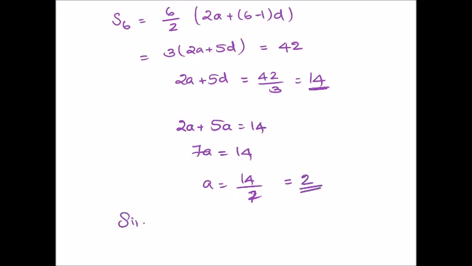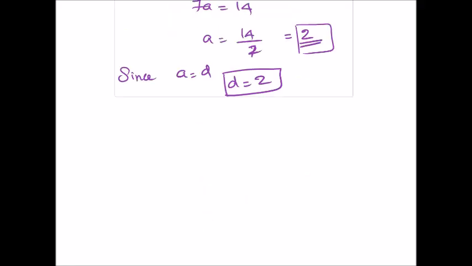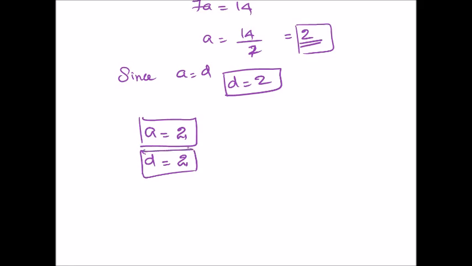Since a = d, d is also 2. Hence, the final answers are: the first term a = 2 and the common difference d = 2. These are the final answers.